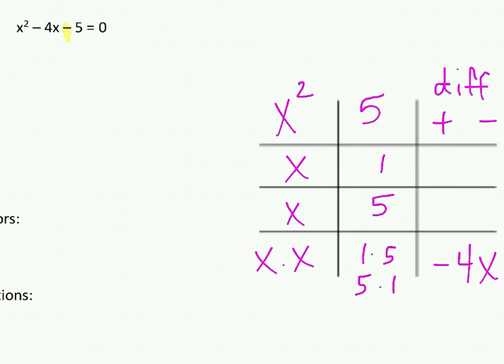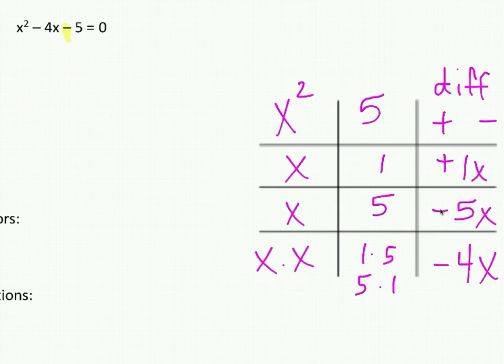I multiply across. X times 1 is 1x. X times 5 is 5x. Okay, well remember we want to end up negative and my signs must be different. So if I want to end up negative, I know the bigger number has to be negative. So I'm going to give my 5 the negative and the 1 a positive. Because I know a positive 1x plus a negative 5x, these two right here will add together to give me negative 4x. So I found it.